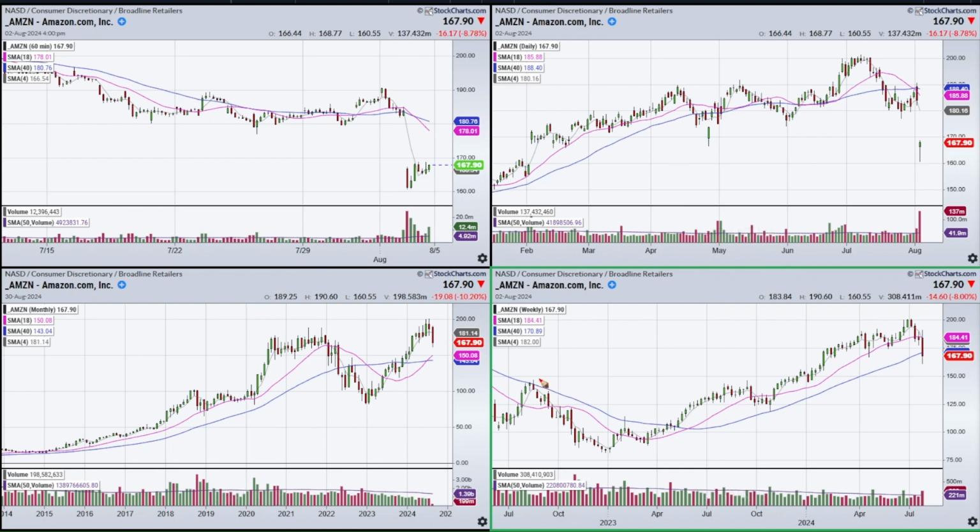Okay, so I'm going to start with Amazon with 4 time frames up. Whenever I'm pulling up my 4 charts, I've got a monthly here, a weekly here, a daily in the upper right, and then an hourly in the upper left. We're going to talk about all 4 of these time frames today.